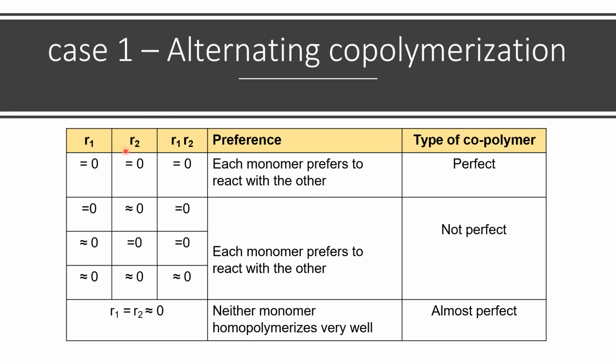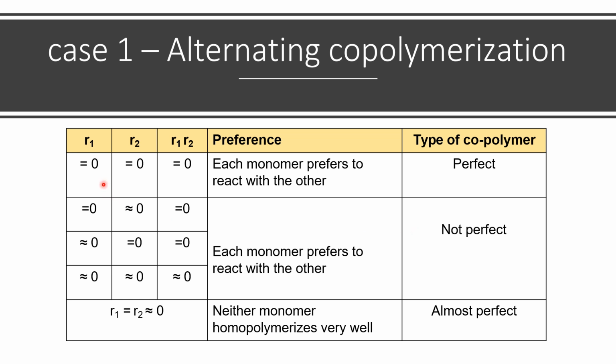So we have the first case, which is alternating copolymerization. It really depends on the R1. In the final test, you will be given the values of R1 and R2. You just need to get the product of R1 and R2, and you will determine the preference and the type of copolymerization produced.